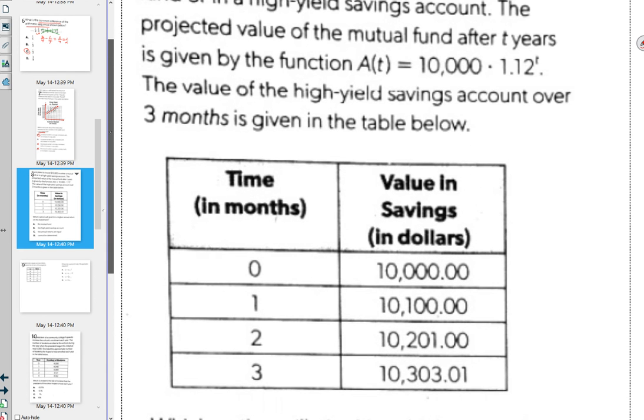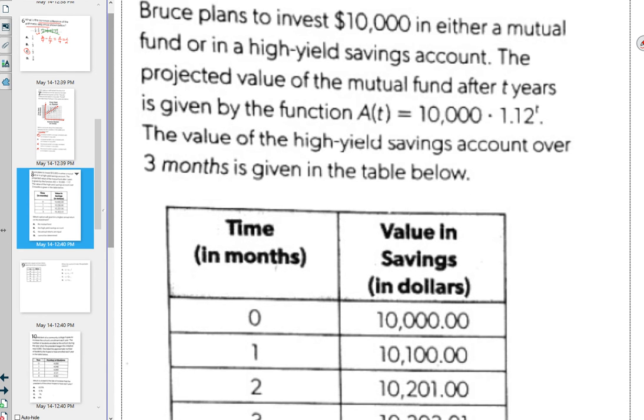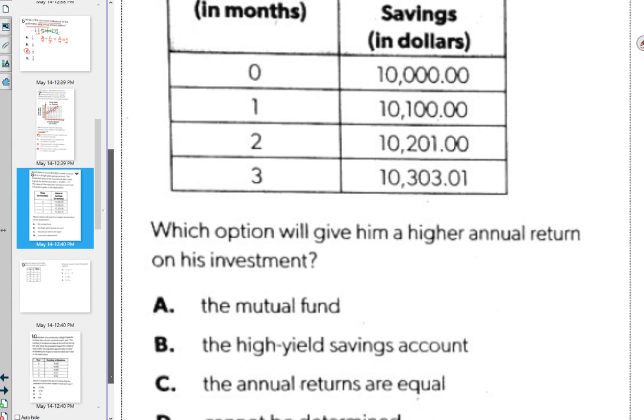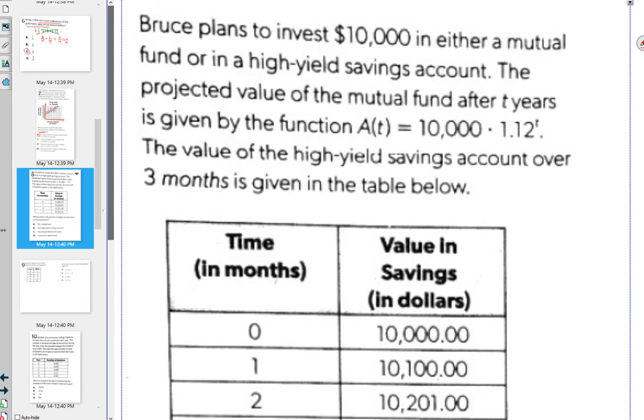All right, so let's see. The projected value over T years is given by the function, and the value over 3 months. And he wants to know what's going to give him a higher annual return on his investment. So annual return is just 1 year.